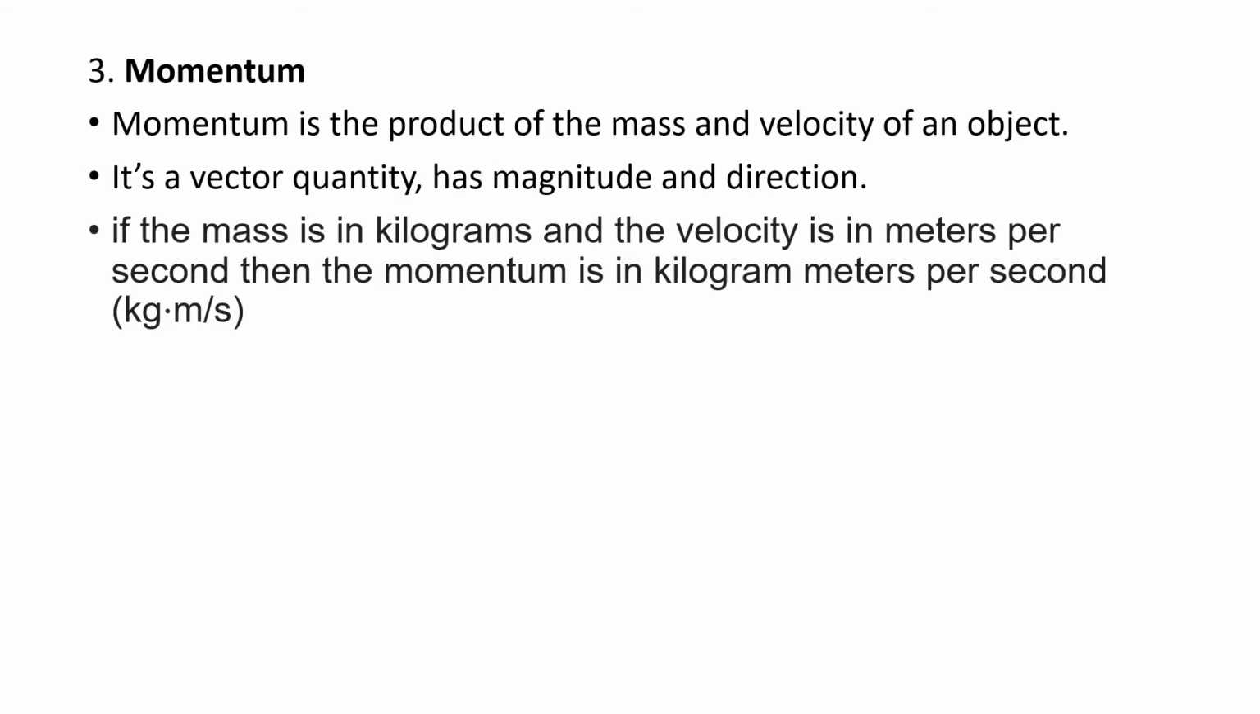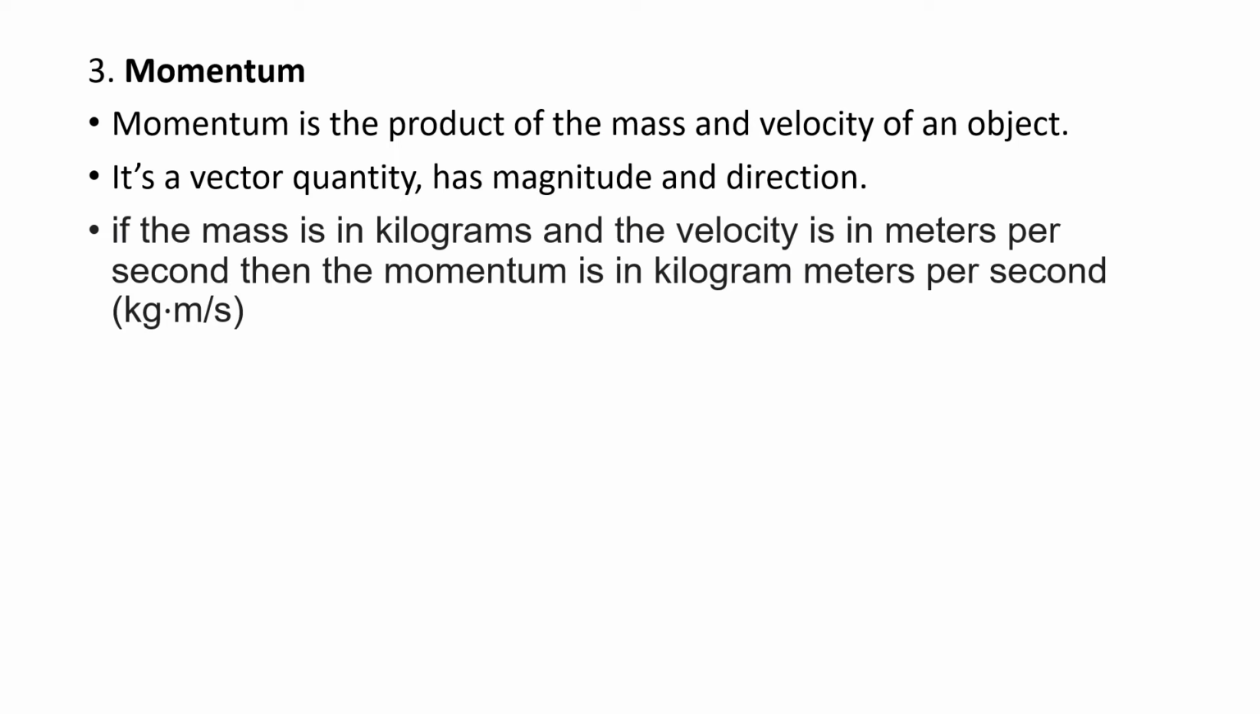The third definition is momentum. Momentum is the product of mass and velocity of an object. It is a vector quantity. It has both magnitude and direction. If the mass is in kilogram and velocity is in meters per second, then the unit of momentum is kg meters per second. We need all these three definitions to understand the definition of the turbo machine.